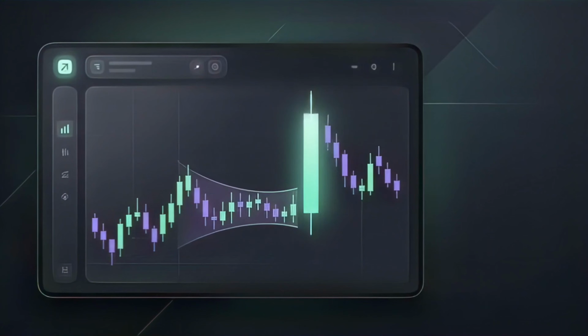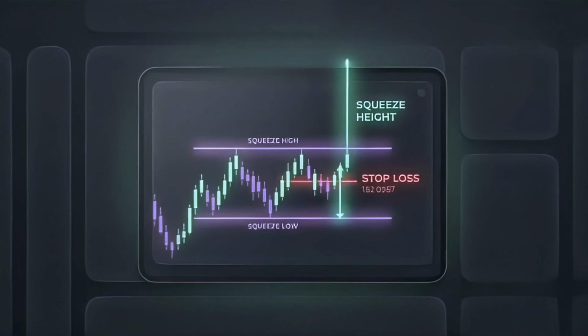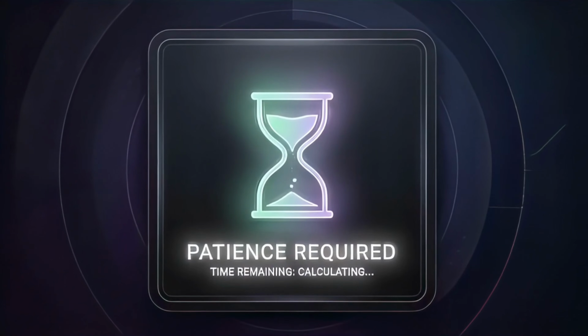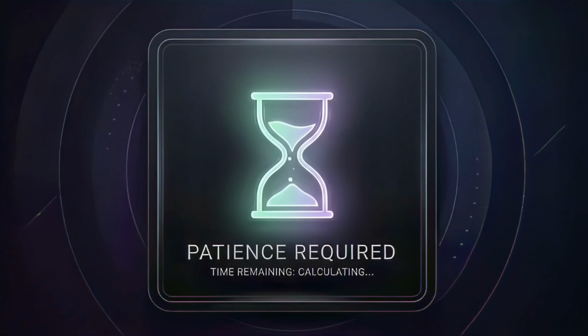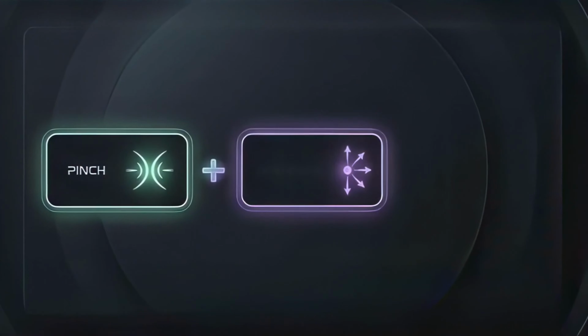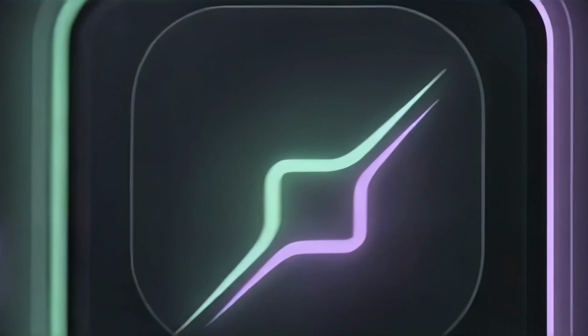Enter on the candle that closes decisively outside the squeezed bands in the direction the divergence predicted, stop back inside the range on the opposite side, and target a measured move, roughly the height of the squeeze projected out. The trade-off is patience. Squeezes resolve on their own schedule, not yours, and the discipline to wait for both the pinch and the divergence to line up is the whole edge.